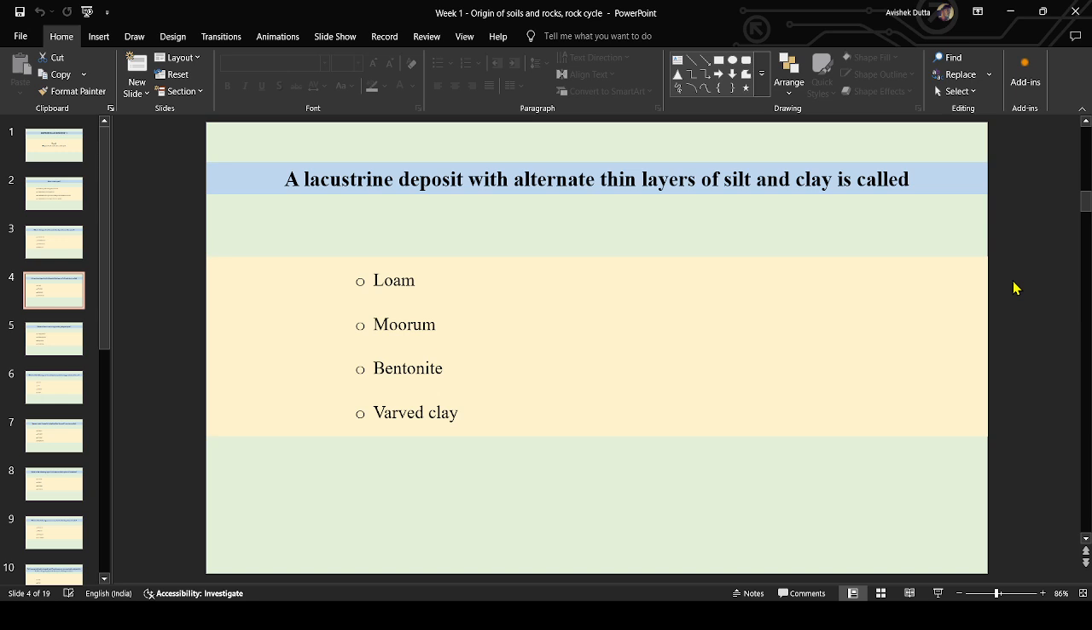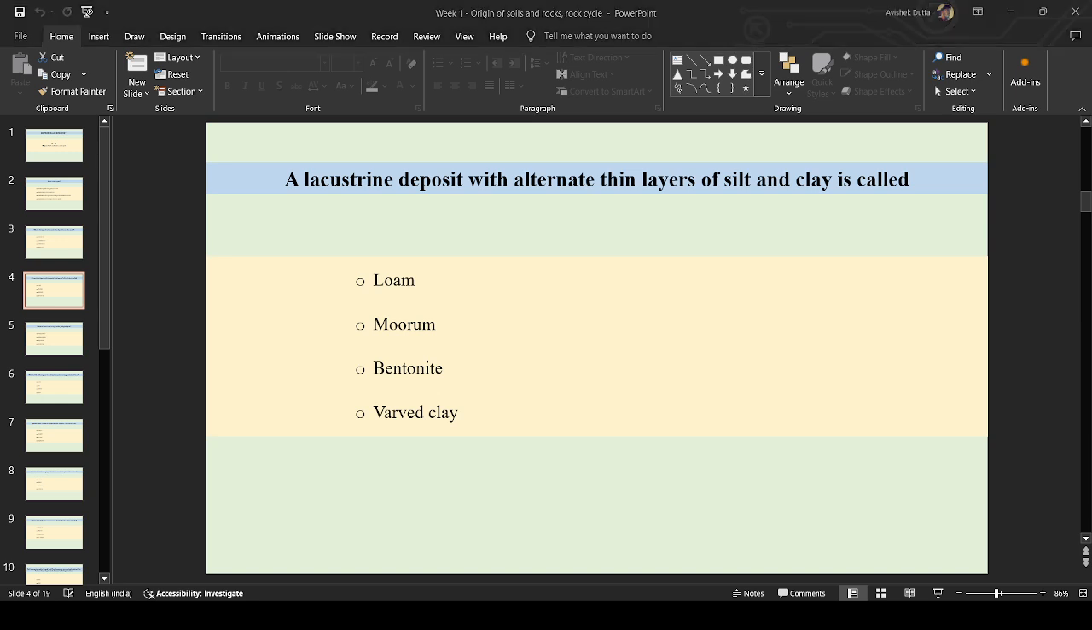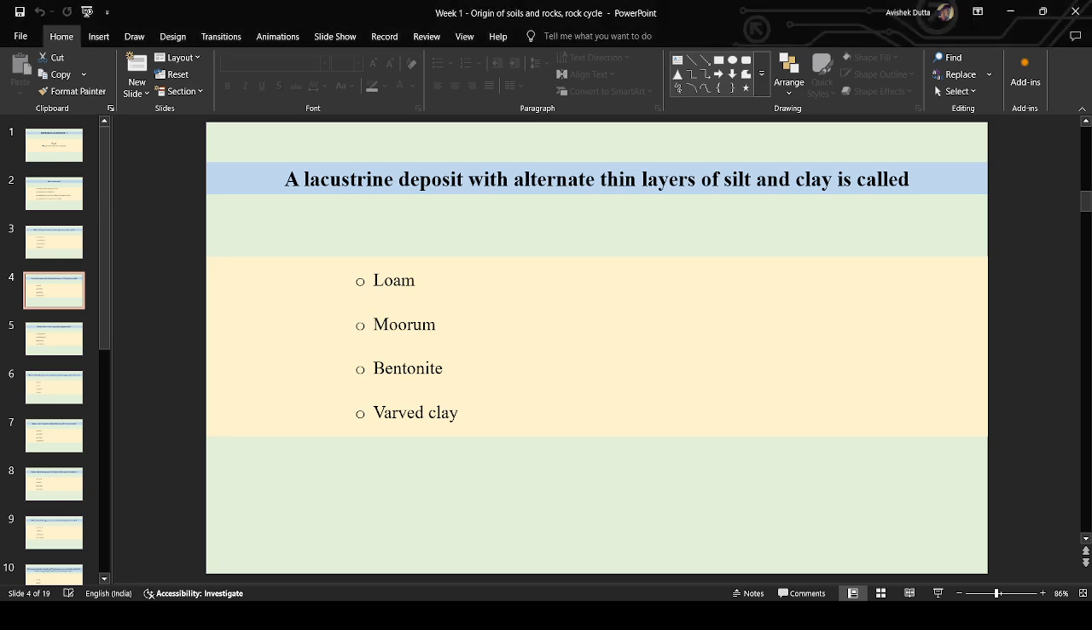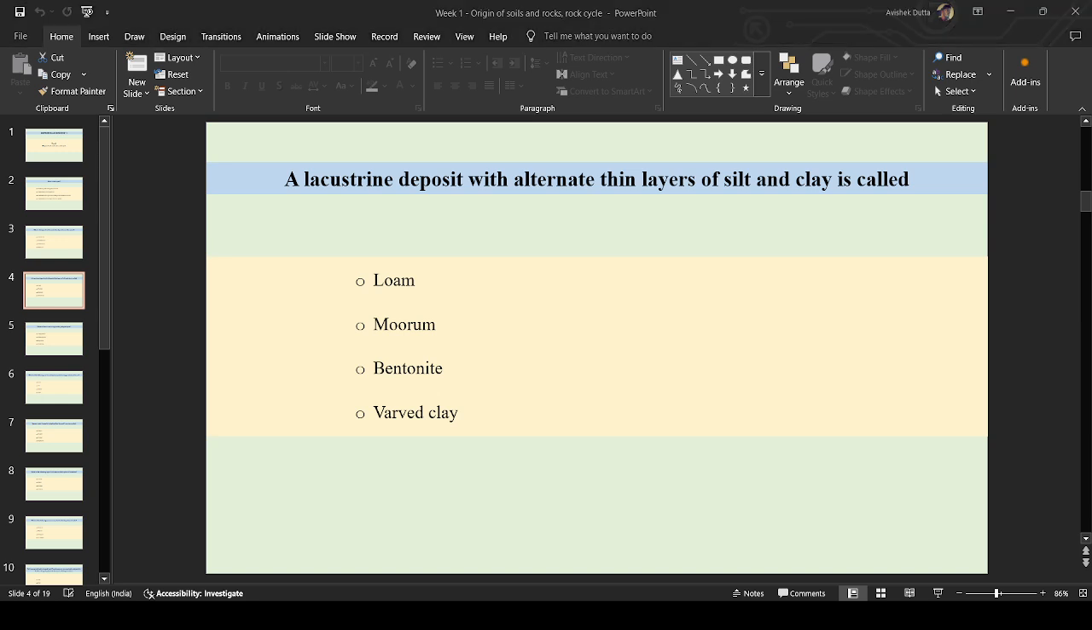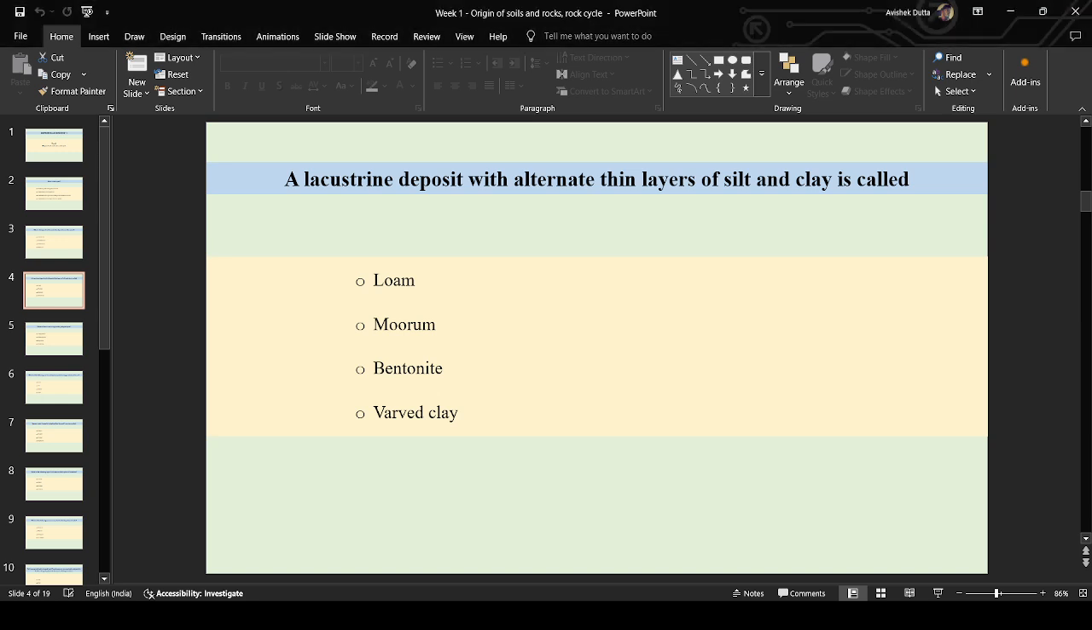I'll repeat the question. A lacustrine deposit with alternate thin layers of silt and clay is called. The options are loam, muram, bentonite, or warped clay.